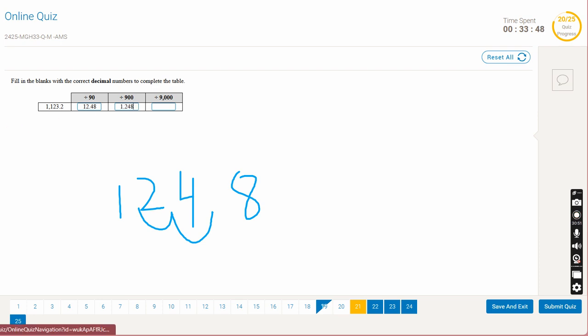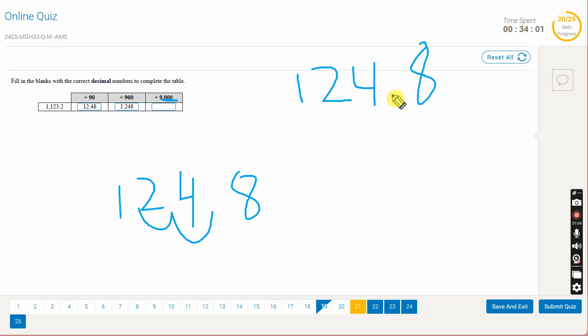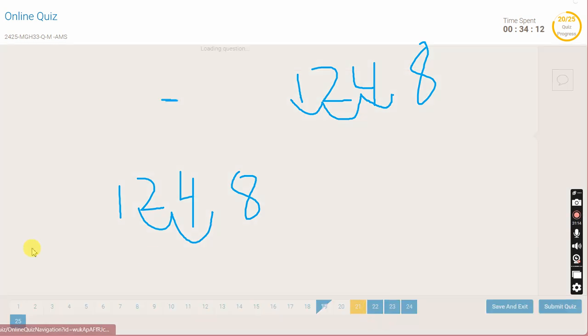1.248. The next, again, you're going to divide that by 3 zeros. You're going to move the decimal by 3 places. It's supposed to be here when you divide by 9, but now you're going to move it inwards 1, 2, 3. So 0.1248. Let's go to the next one.